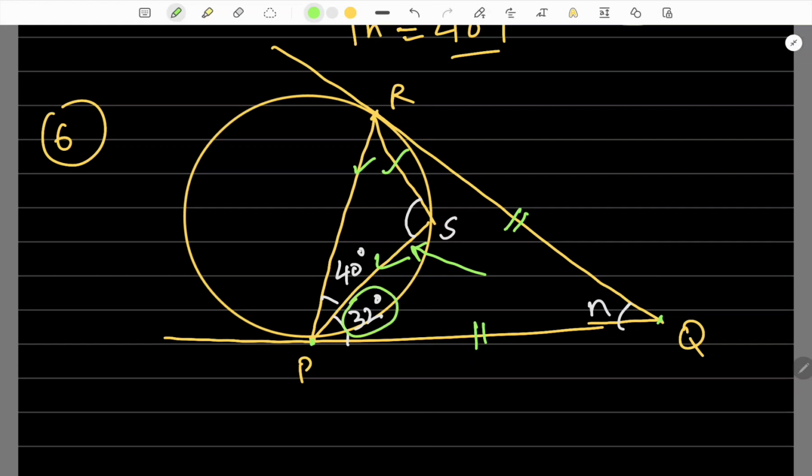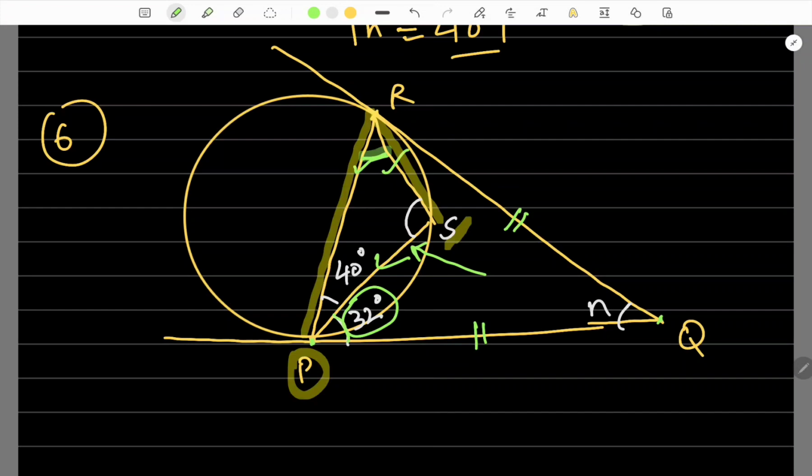The same chord beta, the same chord when it makes, the two end points of the chord are S and P, right? The same chord when it makes an angle on the opposite segment at the circumference. So this angle would be equal to this angle. This angle will be equal to this angle, right? Property number 3 beta. Right?